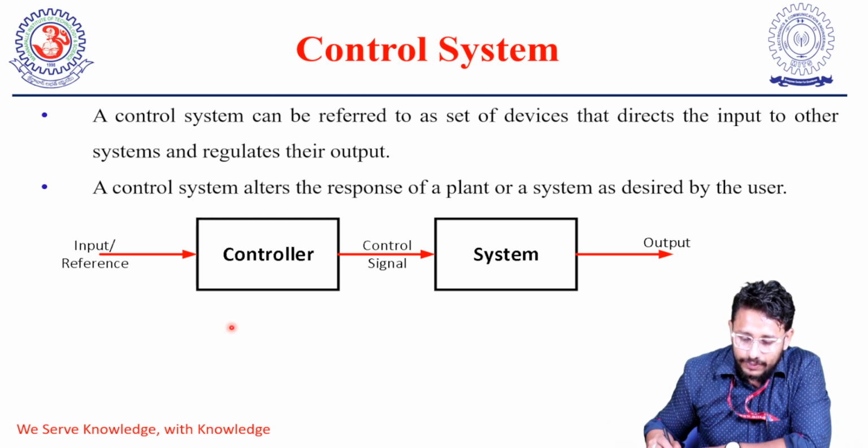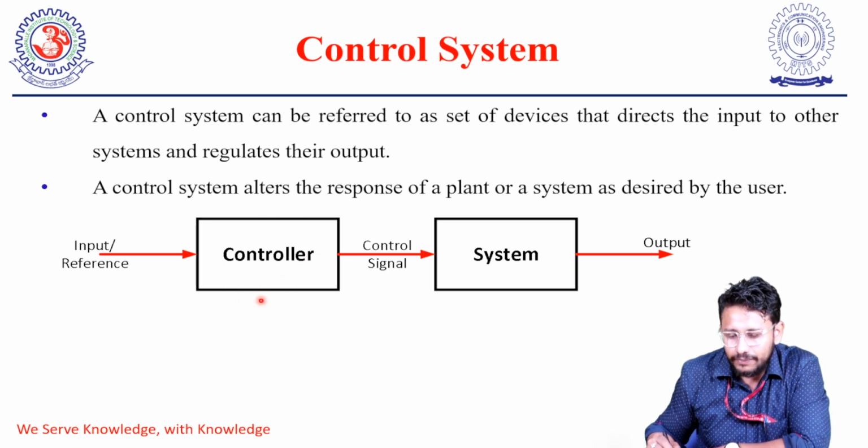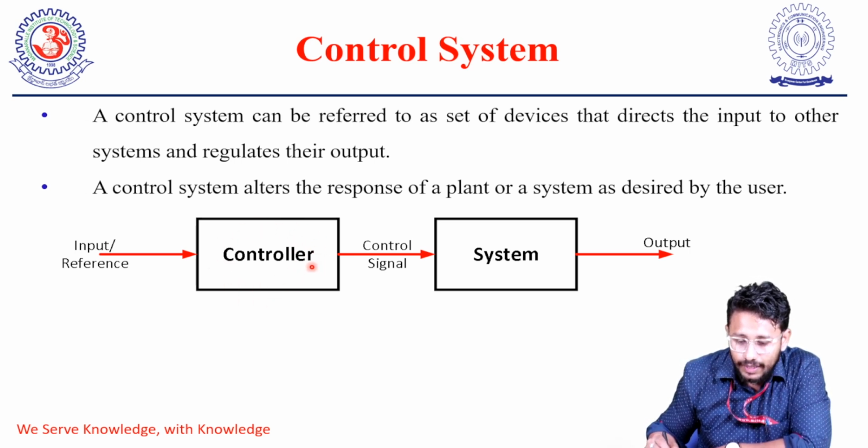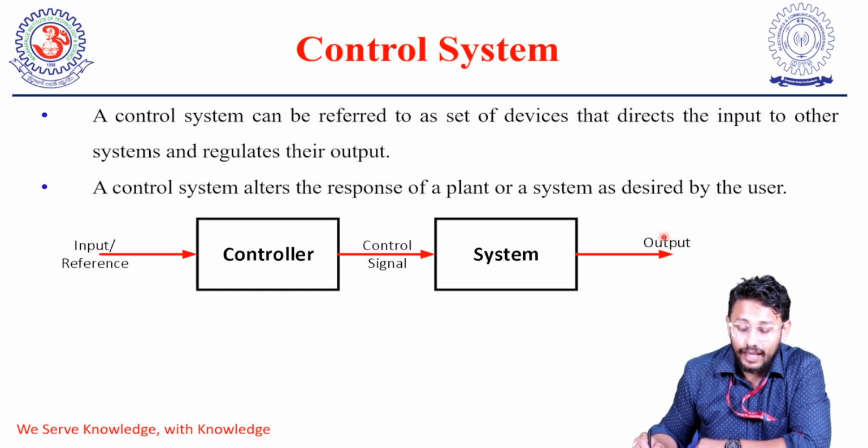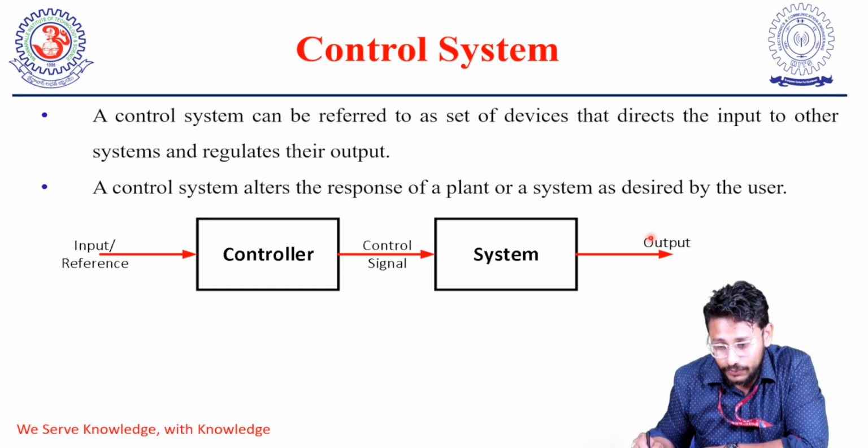Let's have a look onto this. A controller, which I'm about to define here, is basically a set of devices or a unit which directs or controls the input to the system or plant so that the output is controlled and is as per the expectation of the user.